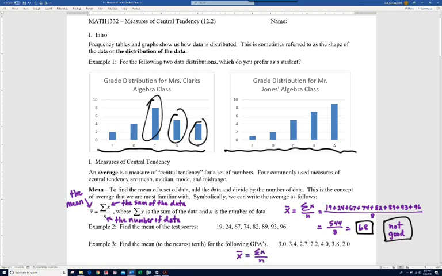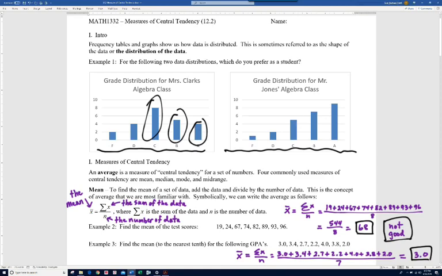Okay, so our x bar is the sum of the data divided by how many pieces of data there are. So if you add these up and divide by 7, you should get 3.0. So you may know that's a B average, and that seems like a reasonable average for the data here. The 2.0 and the 2.2 are definitely lower than our average, but it's not like number 2 where we have 2 really extreme values.